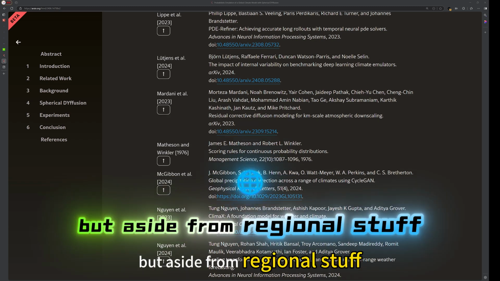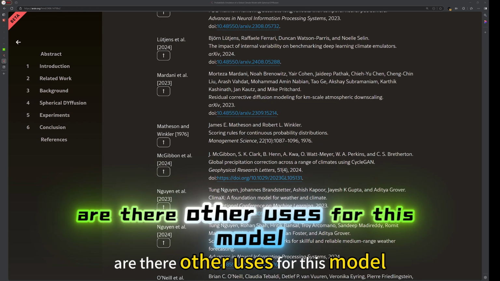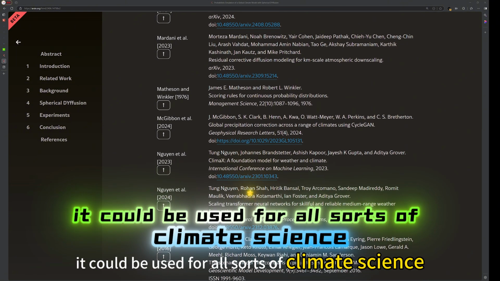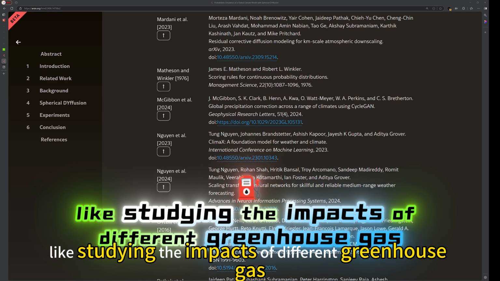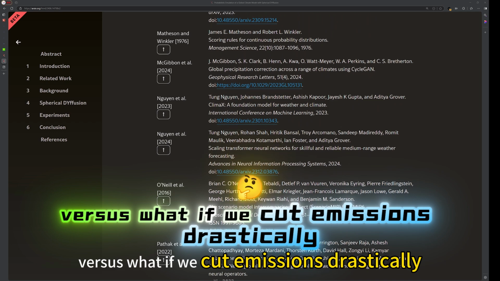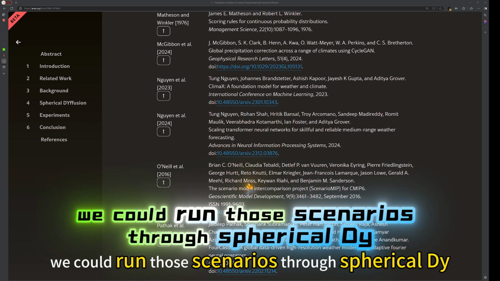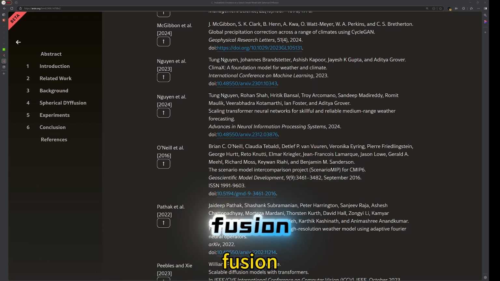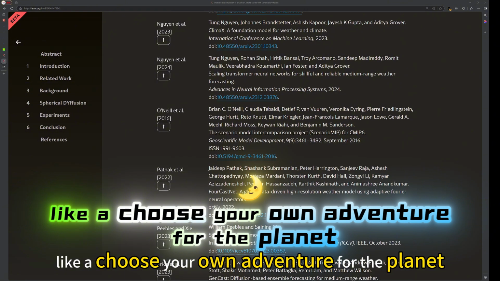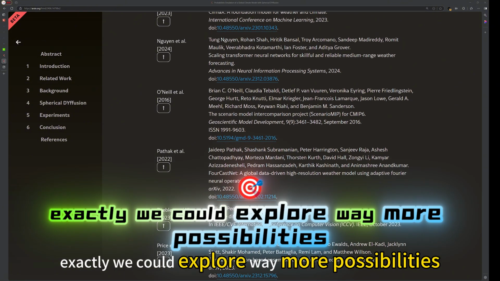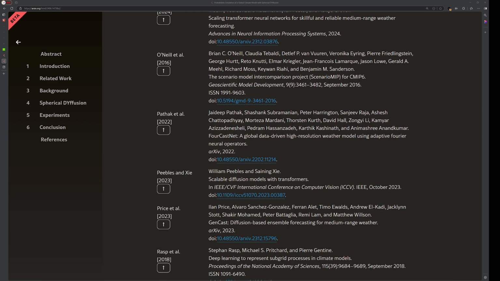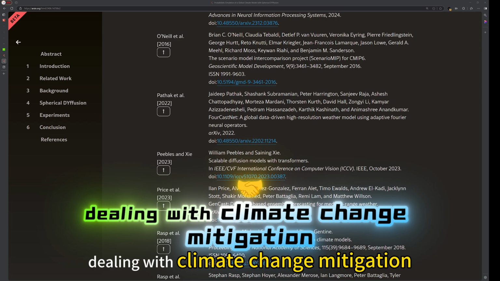That's powerful. But aside from regional stuff, are there other uses for this model? Oh, tons. The researchers think it could be used for all sorts of climate science investigations, like studying the impacts of different greenhouse gas scenarios. What if we keep polluting versus what if we cut emissions drastically? We could run those scenarios through spherical DYffusion and see how they affect global and regional climates, like a choose-your-own-adventure for the planet. Exactly. We could explore way more possibilities and really grasp the consequences of our actions. Important stuff for policymakers dealing with climate change mitigation.